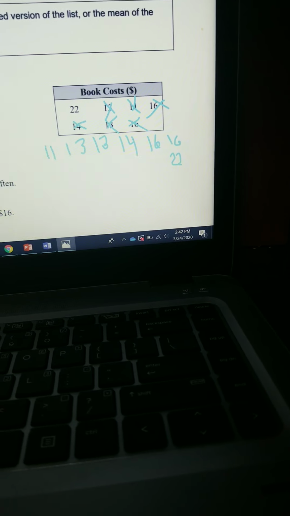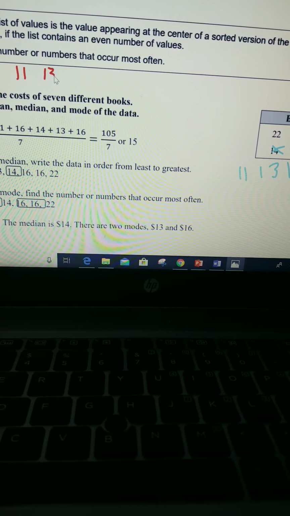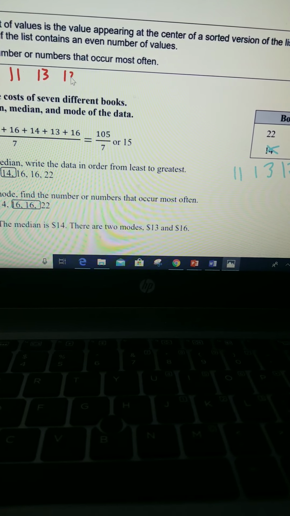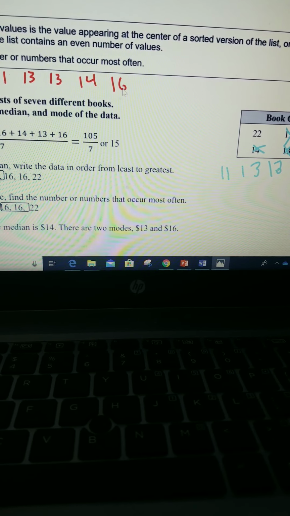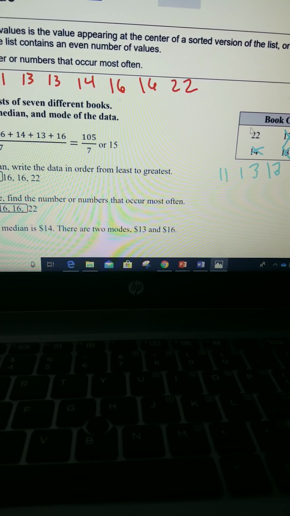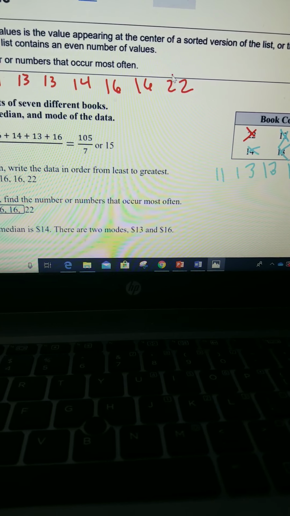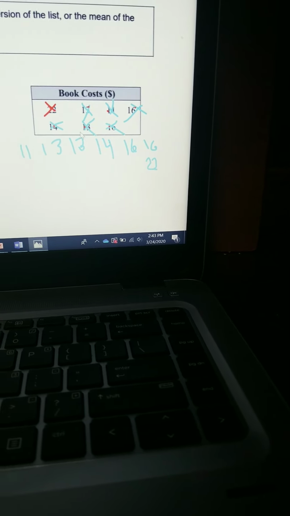All right, so we have 11, 13, 13, 14, 16, 16, and 22. So I have 1, 2, 3, 4, 5, 6, 7 numbers. And over here in the table, I had 1, 2, 3, 4, 5, 6, 7 numbers. So by counting them, I make sure that I don't forget any.